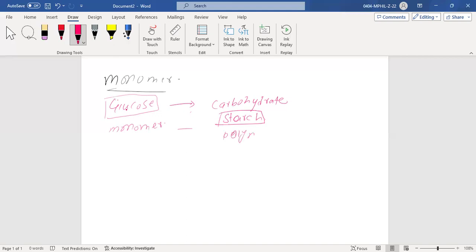Polymer. Poly means several units, yes, many units. Right? Poly means actually many. So a long chain of monomers. What is polymer? Polymer is actually a long chain of monomers. So what do you mean by this?